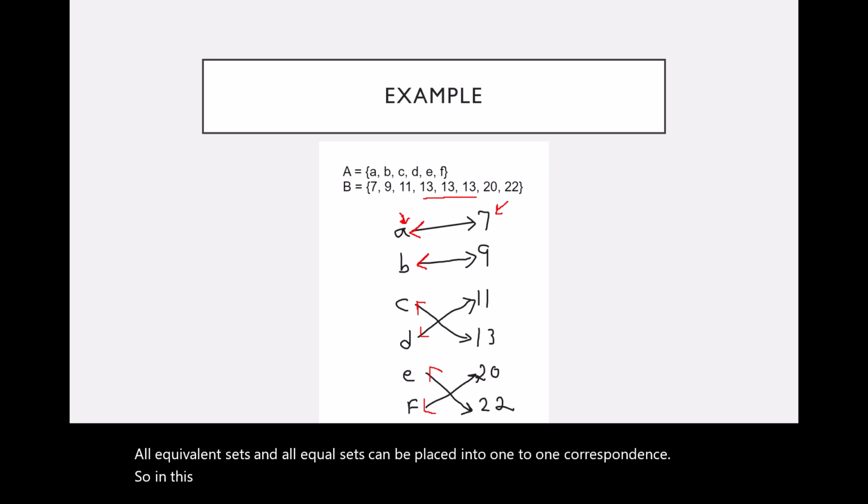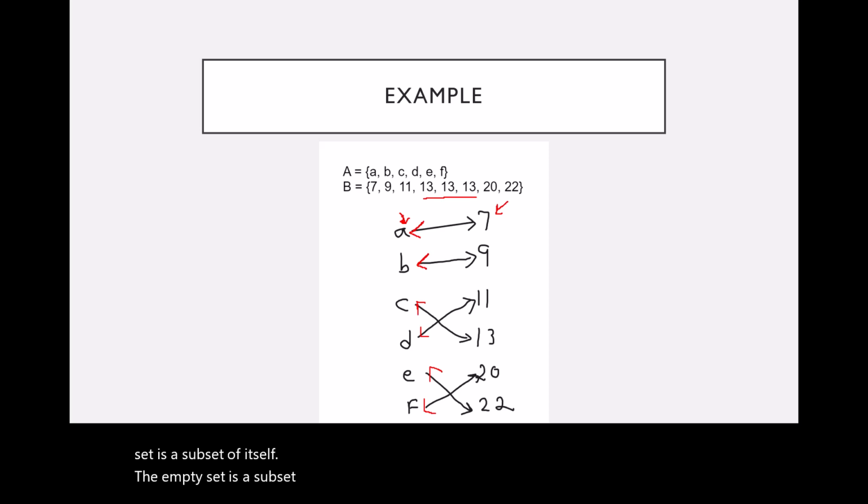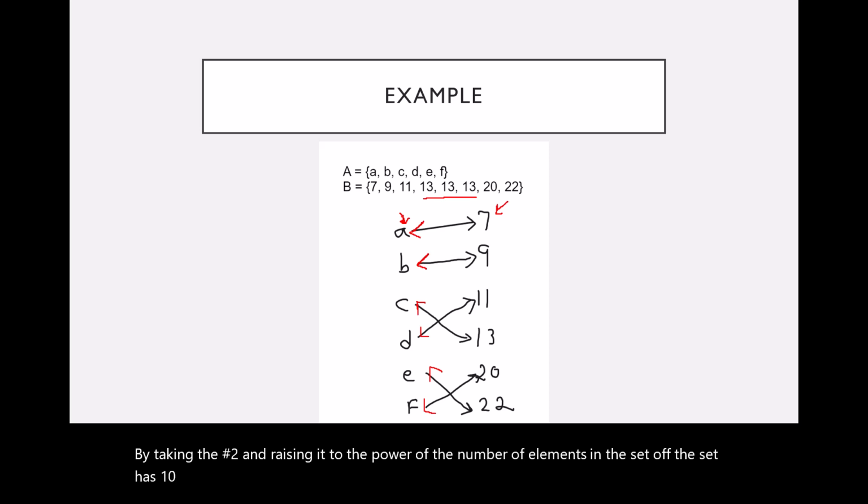So in this video, we talked about subsets and proper subsets. Some things to remember: every set is a subset of itself. The empty set is a subset of all sets. And you can find the number of subsets of a set by taking the number 2 and raising it to the power of the number of elements in the set. So if the set has 10 elements, it would have 2 to the 10th power. That would be 2 multiplied by itself 10 times, which is 1024 subsets.